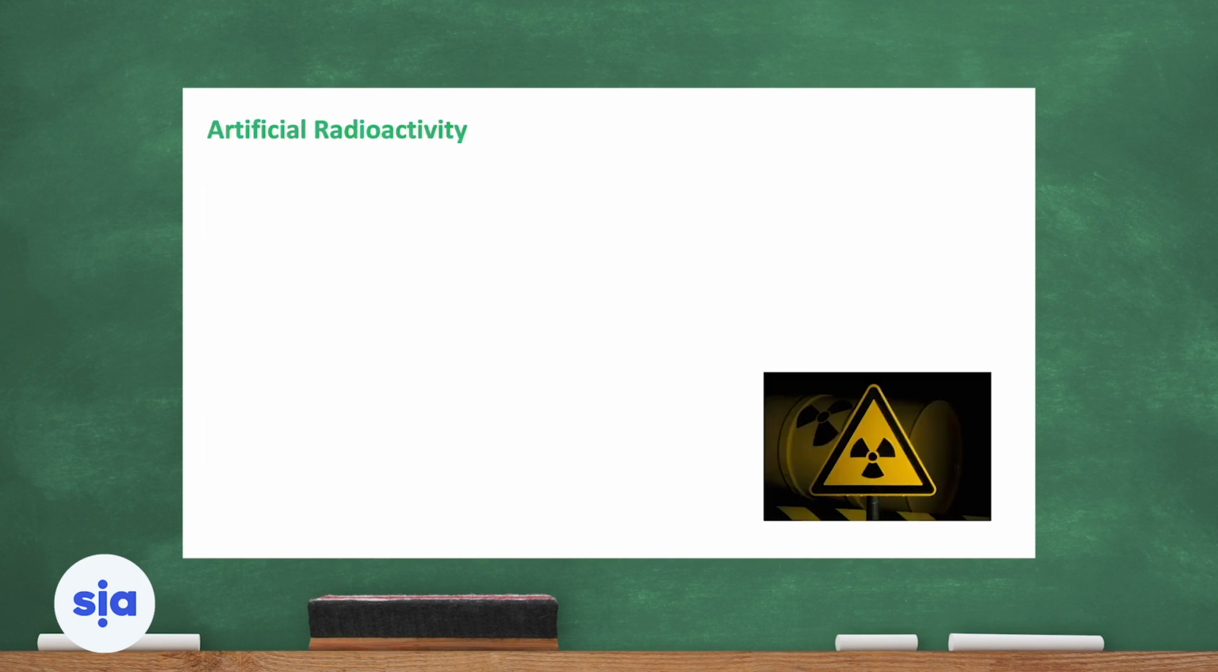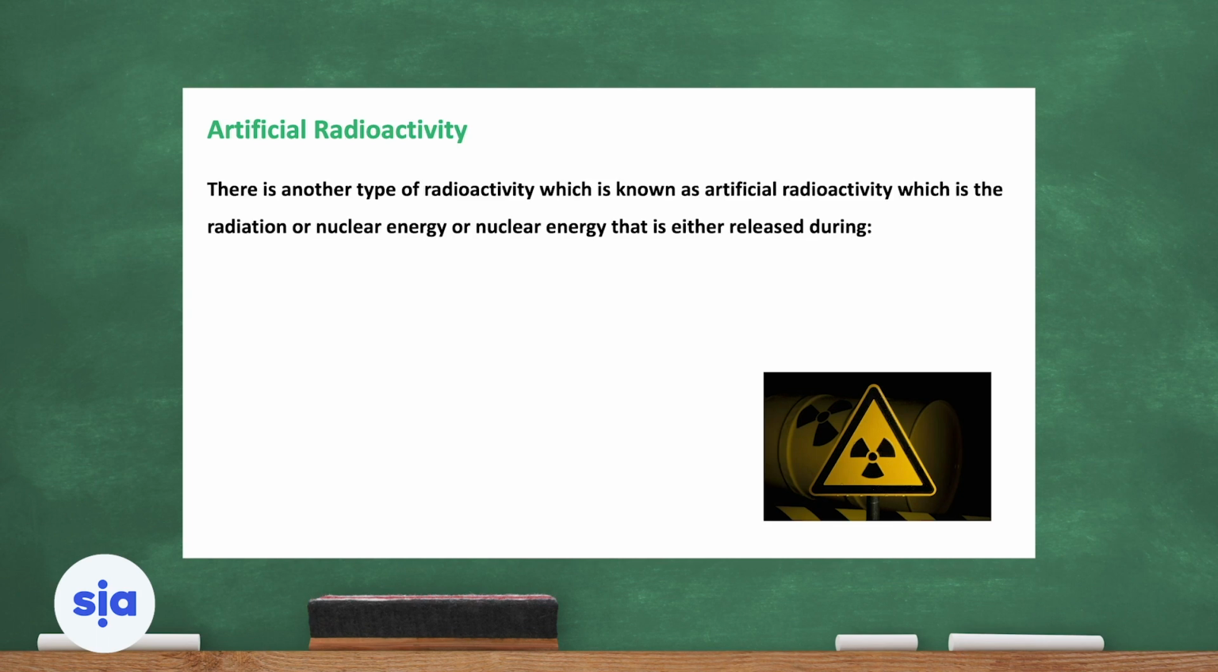The previous radioactivity phenomenon was natural, while this radioactivity is artificial. How could radioactivity be artificial? This is another type of radioactivity, which is known as artificial radioactivity. The radiation or the nuclear energy that is released during what?